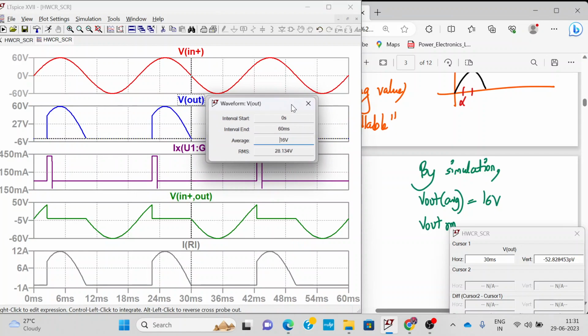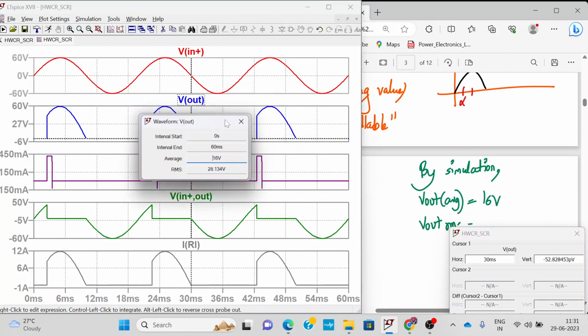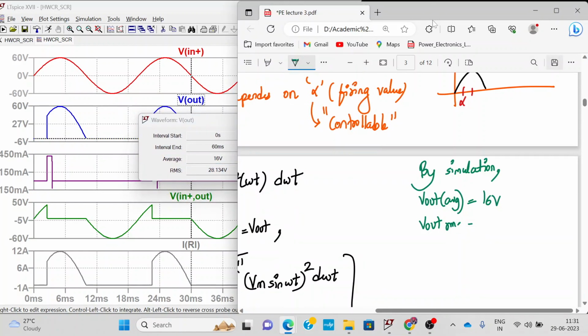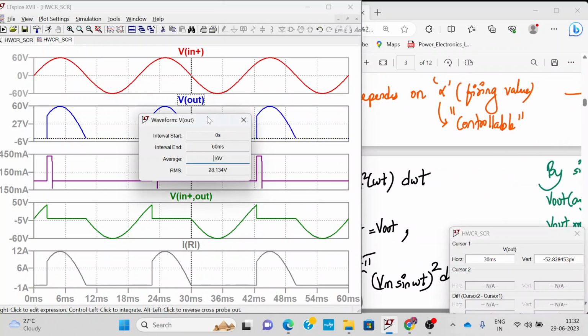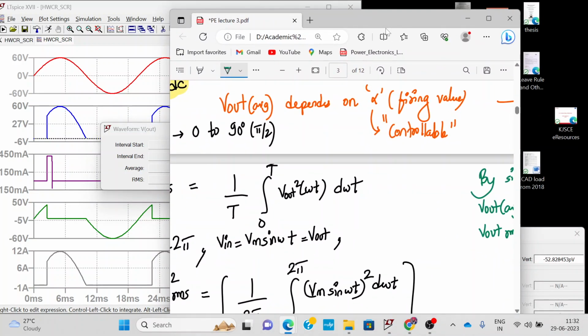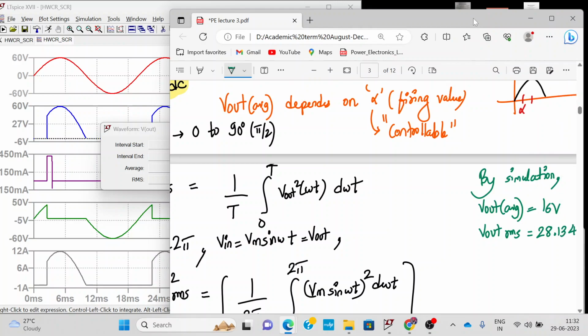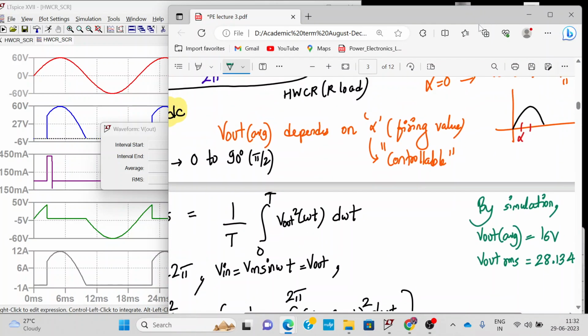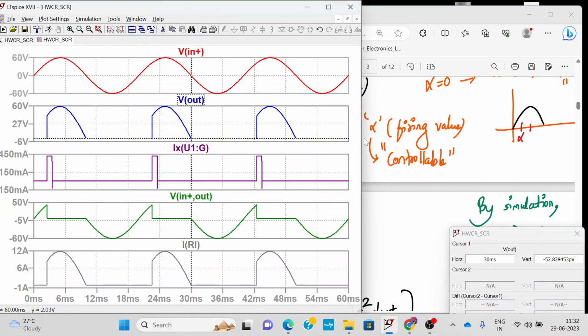So this is how we can calculate the average and RMS value from the waveform. We are just cross checking what we have done. So RMS is equal to 28.134. Let's cross check with the formulas which we have derived. Let me take this aside, and take this formula over here.